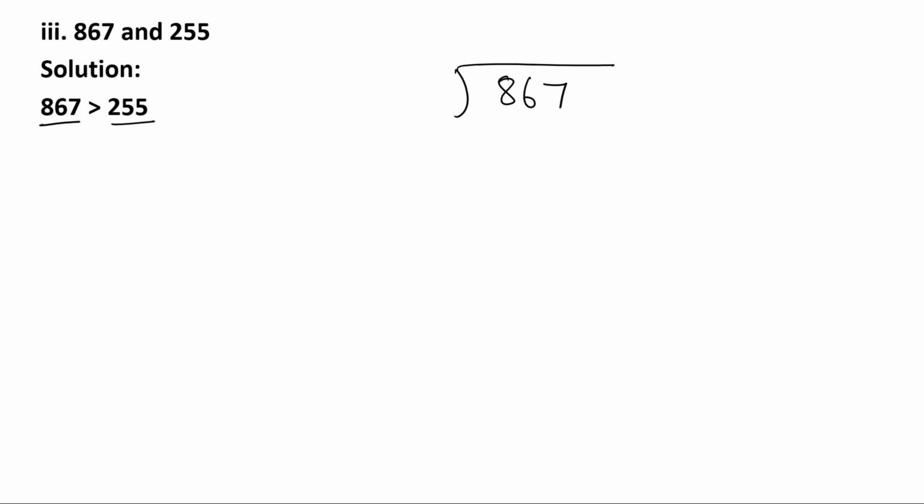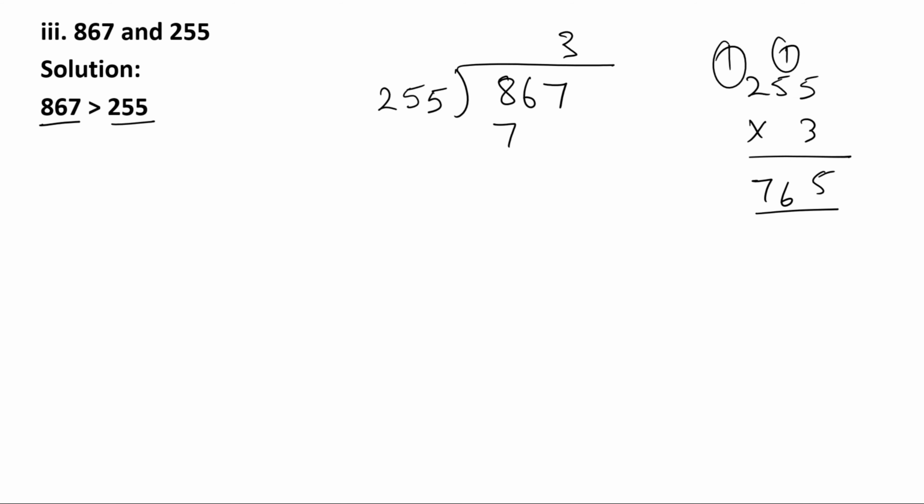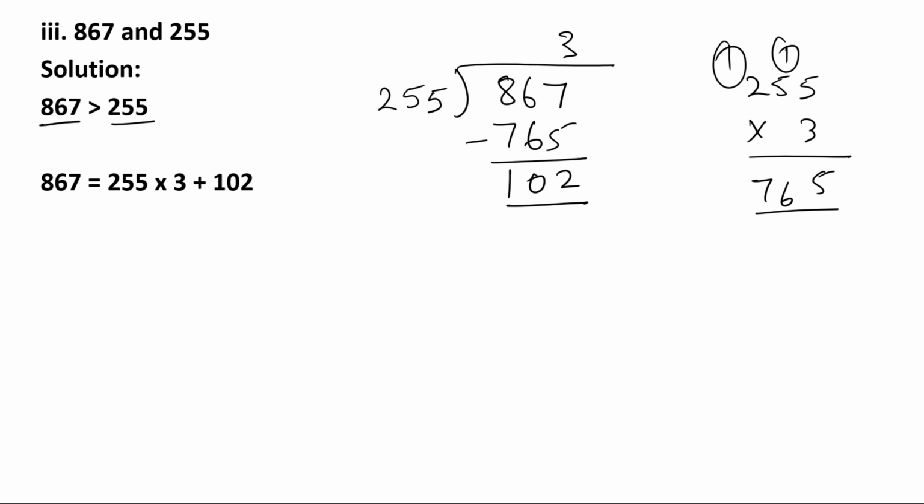867 and 255. Here 867 is greater than 255. So this becomes the dividend and 255 the divisor. Let's do the division: 867 by 255. 255 times 3 would be 765, and if you subtract you get 102. Now we write this as 867 equals 255 times 3 plus the remainder.